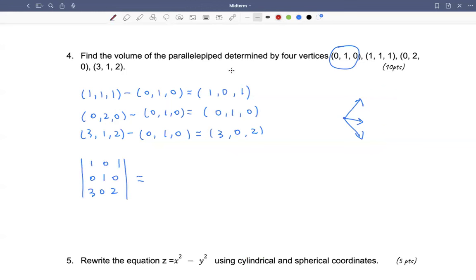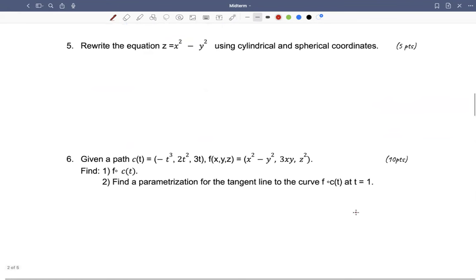We choose to work with the middle row, because all I have to do is the 1, since the other entries are 0. The 1 is in the second row, second column, so 2 plus 2 is positive, so I get a positive sign. Then forget about this row and this column, and take the determinant of 1, 1, 3, 2. That's 1 times 2, which is 2, minus 1 times 3, which is 3, so 2 minus 3 is negative 1. But the volume is the absolute value of negative 1, so it is positive 1.